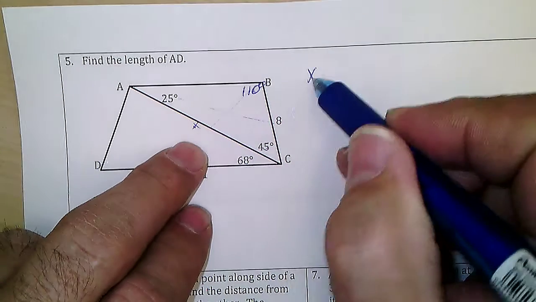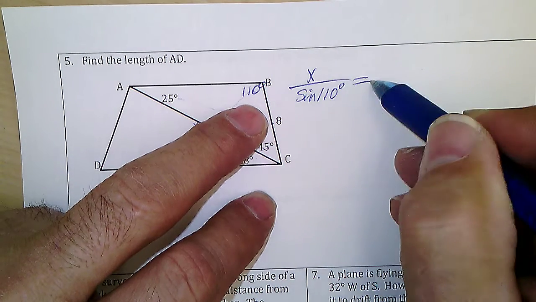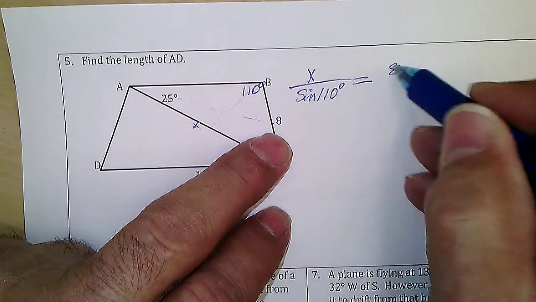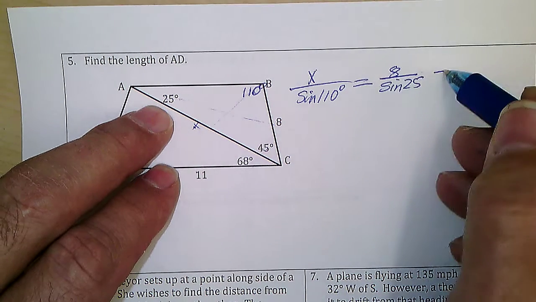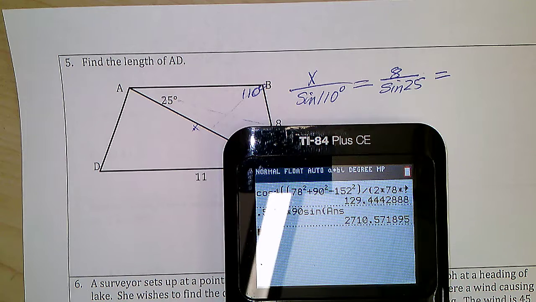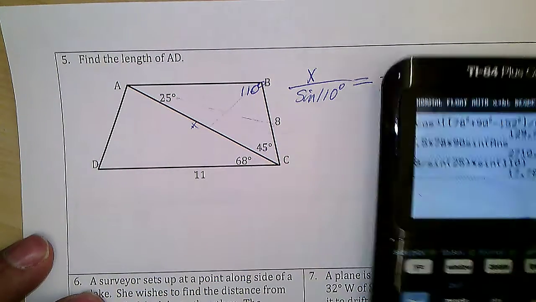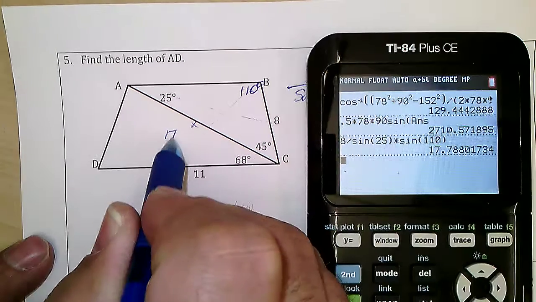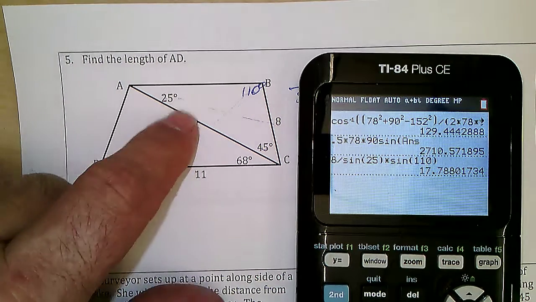So x over the sine of the angle across from it equals any other side over the sine of the angle across from it. And we get x to be 8 divided by sine 25 times sine of 110. And we get x to be 17.79. And now we have side, angle, side.